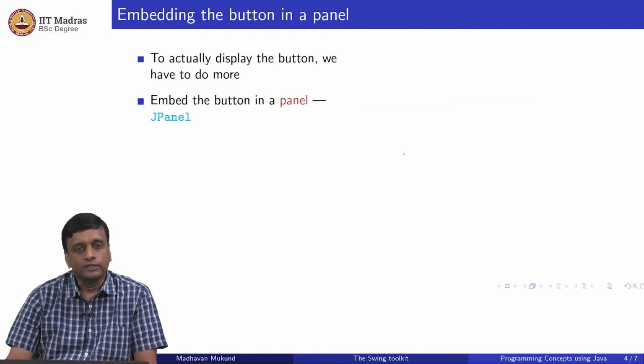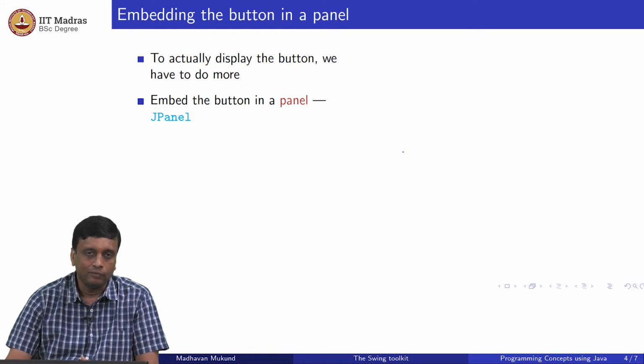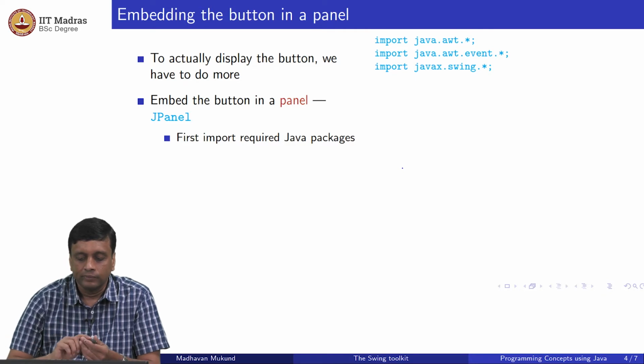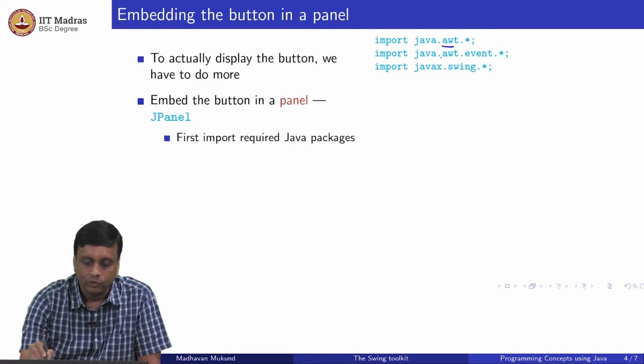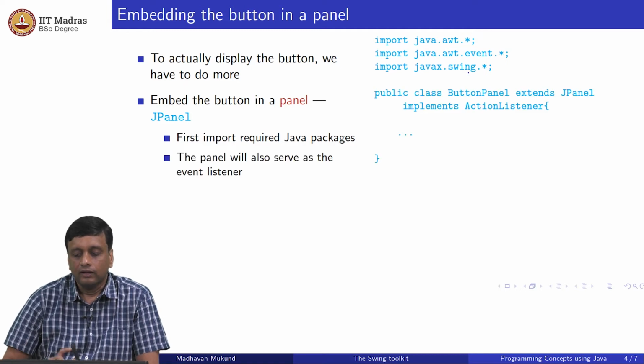So we have to put this in a panel. Not surprisingly, given what we talked about with button, a panel in Swing is called a JPanel, because everything in Swing normally starts with a capital J. So we first import some useful packages that we need for Swing. Remember, it has this underlying AWT, and this is the Swing part. So what we need to do is create this button panel.